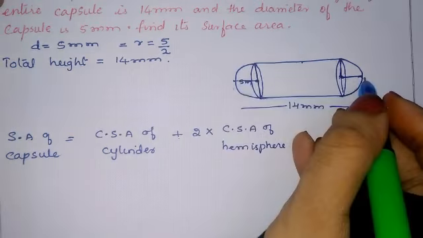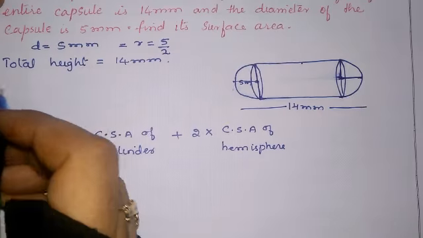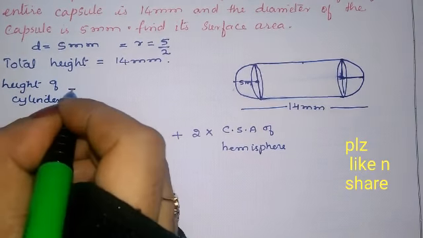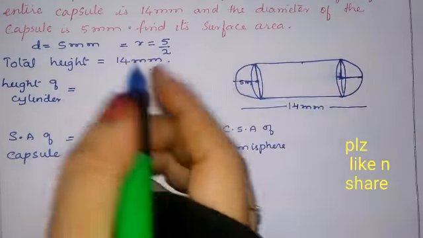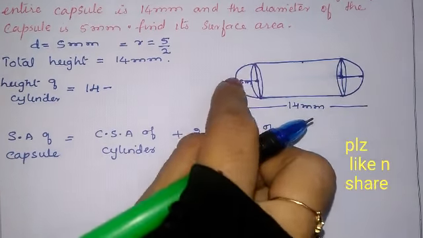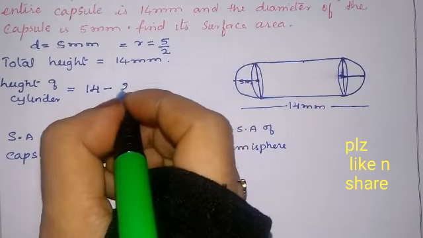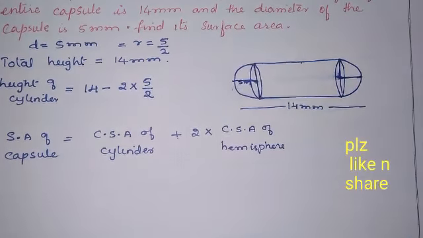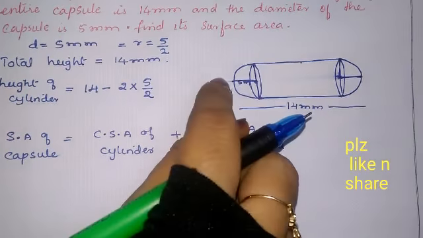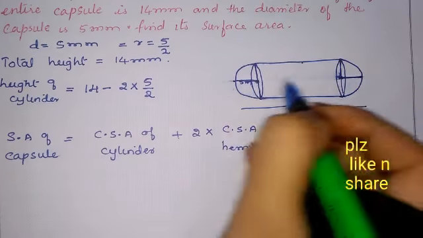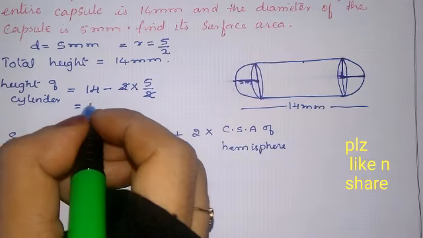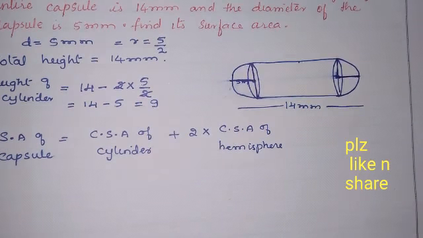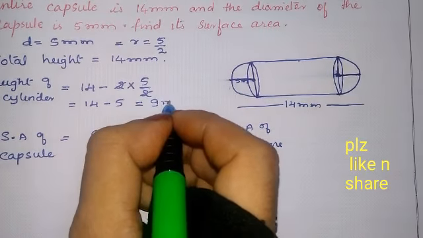Now, to get the height of the cylinder, we have to remove the 2 hemispheres. Height of cylinder is equal to total height, 14, minus the 2 hemispheres, that is 2 into radius, which is 5 by 2. From the total length of 14 mm, we remove 2 radii because there are 2 hemispheres. So the 2s cancel, 14 minus 5 equals 9. We got the height of the cylinder as 9 mm.